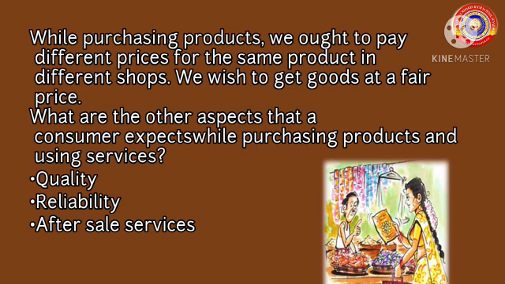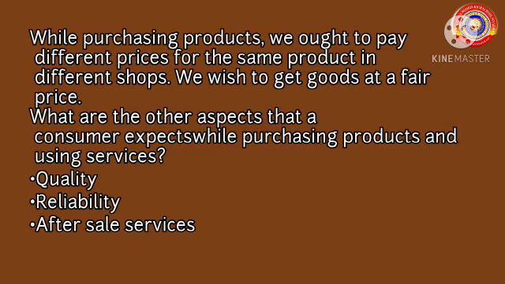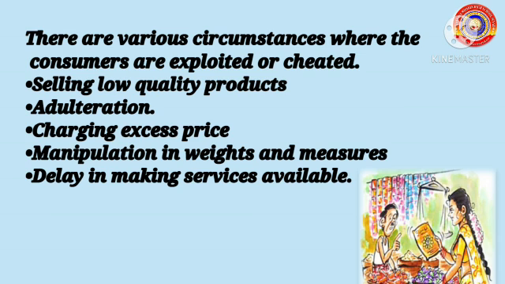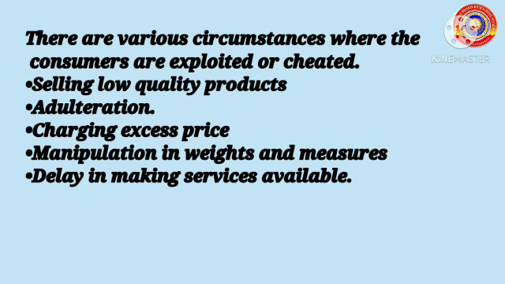What are the other aspects that a consumer expects while purchasing products and using services? Quality, reliability, after sales services. The act of fulfilling the wants of the consumer through the consumption of goods and services is called satisfaction. There are various circumstances where the consumers are exploited or cheated: selling low quality products, adulteration, charging excess price, manipulation in weights and measures, delay in making services available.